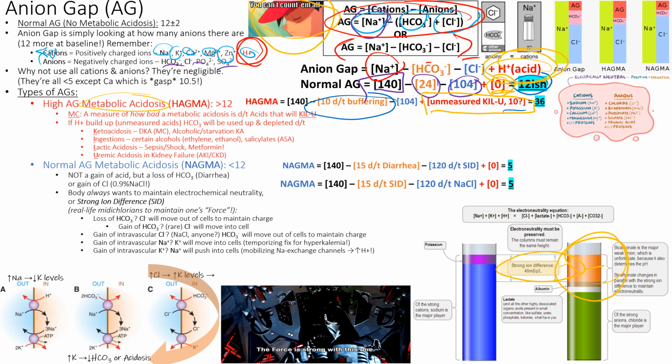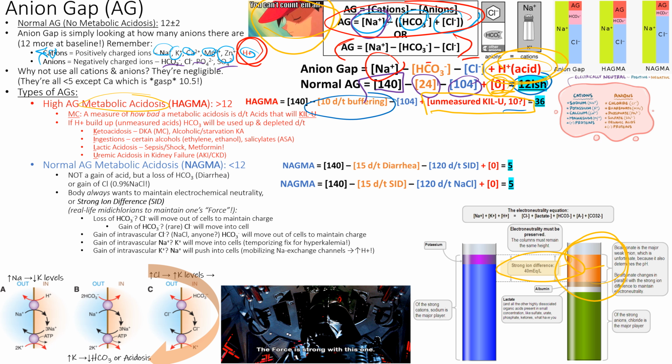So now it's 140 not minus 24, it's 140 minus 10. So we're at 130 minus the normal chloride, 104. So what are we at now? It's early in the morning, it's okay.